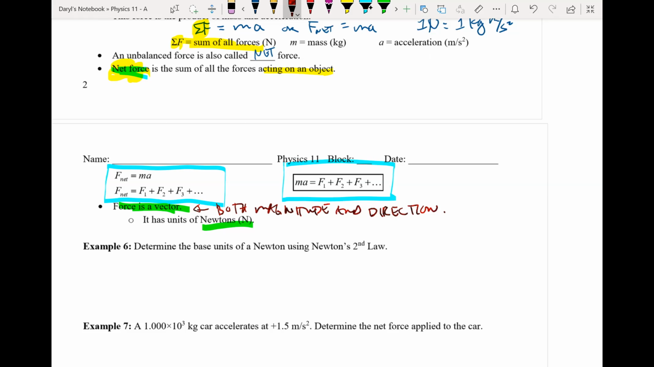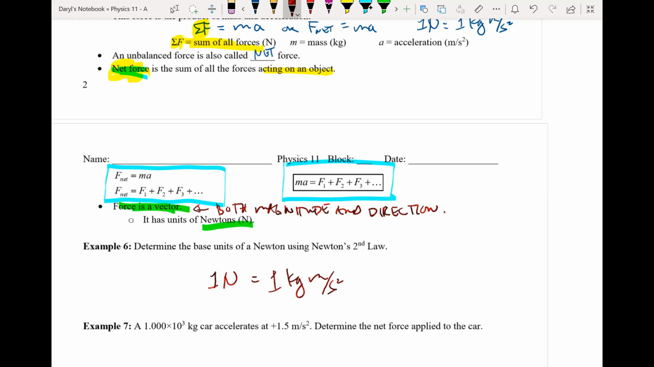So what is the base unit of the second Newton's law? Again, we already discussed this one. 1 Newton is just 1 kilogram meter per second squared, and that's the definition of a Newton. So a Newton is just the force needed to move a 1 kilogram object by 1 meter per second squared.